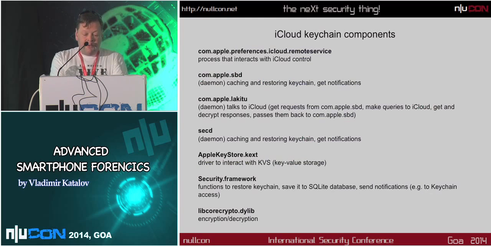Here they are. One of the processes interacts with the iCloud control panel. It's called remote service. The SBD daemon does the caching and restoring of the keychain, and it also gets notifications once the iCloud keychain is modified on some of the other devices. The Lucky 2 daemon talks to the iCloud. It gets requests from the SBD daemon, makes queries to the iCloud, receives the responses, decrypts them and passes them back to the SBD daemon.